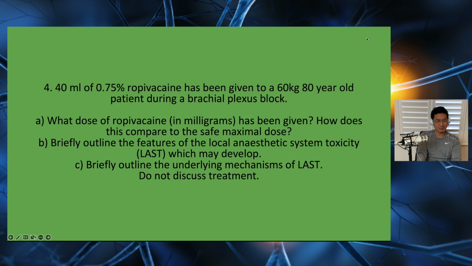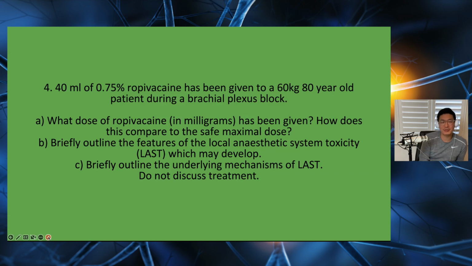All right. And number 4, 40 mils of 0.75% ropivacaine has been given to a 60-kilo 80-year-old patient doing a brachial plexus block. A, what dose of ropivacaine in milligrams has been given? And how does this compare to the safe maximal dose? And B, briefly outline the features of the local anesthetic systemic toxicity, or LAST, which may develop. And C, briefly outline the underlying mechanisms of LAST. Do not discuss treatment.